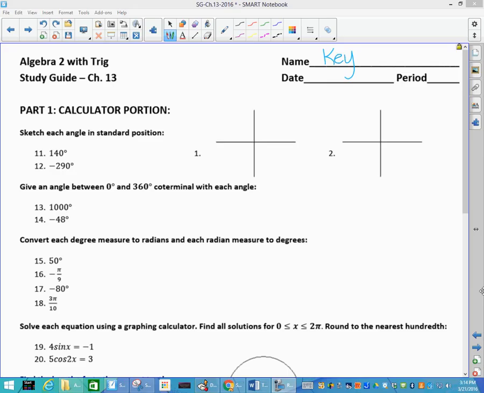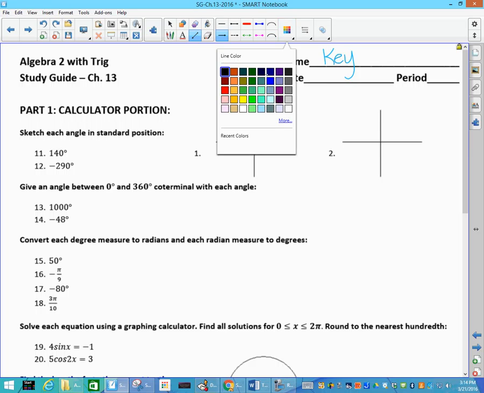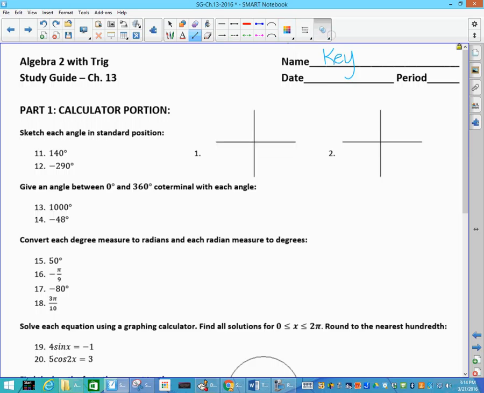We have to sketch each angle in standard position. So actually that's not what I wanted. I want a ray, and it doesn't really matter what color you do, 140 degrees. So I'm trying to remember on my unit circle what quadrant it's in. This is 180. Halfway between is 135, so just a little bit past that would be something of that sort.